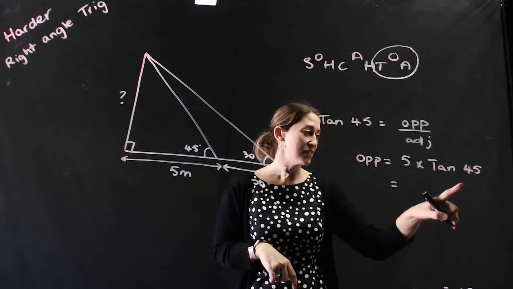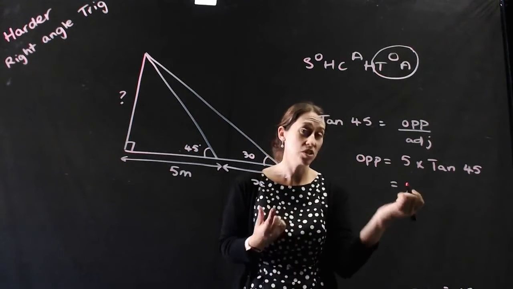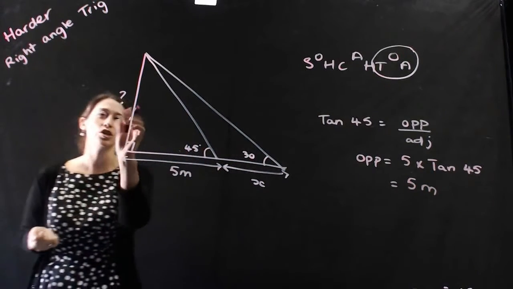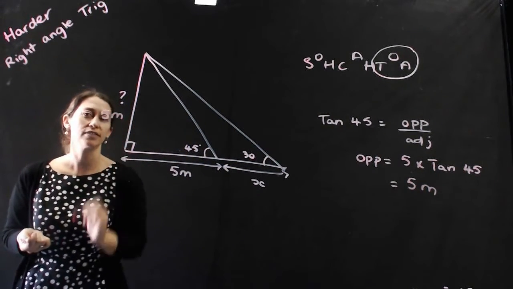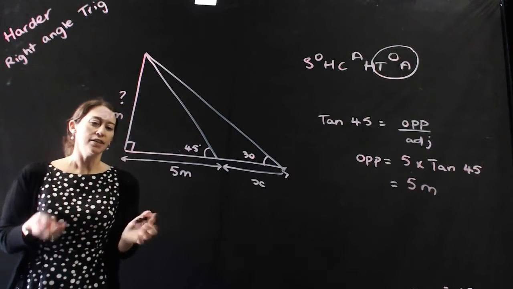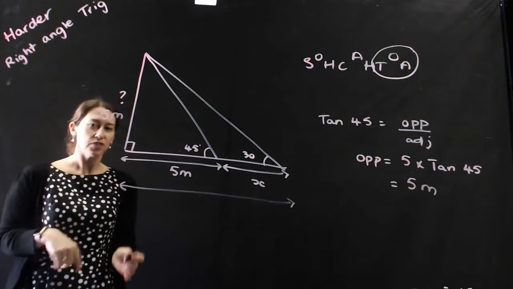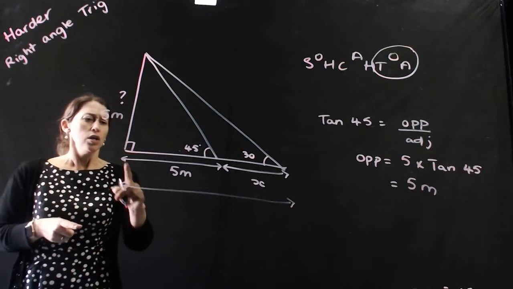Tan 45 is an exact value, 1. So 1 times 5 is 5. So our opposite is 5 meters. Now what I can do is I can now write that measurement in. Let's go with the plan, which was working out this whole length of this bigger triangle.